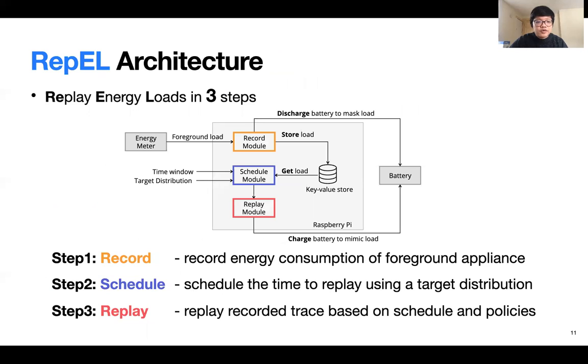There are 3 steps in RepEL. The first step is called record. The record module will record every foreground load and ask the battery to discharge, which will hide the loads.